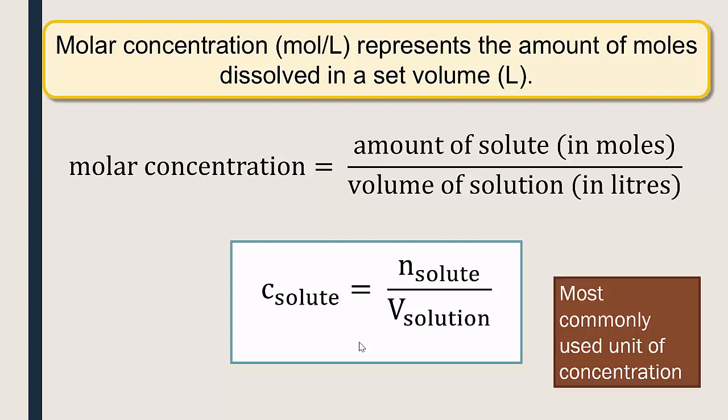This is the most commonly used unit of concentration. There are a few others. We do need to know how to convert them, but that's for another time. And again, we've got a magic triangle to help us out with that. So C equals n on V, with n being at the top of the triangle.